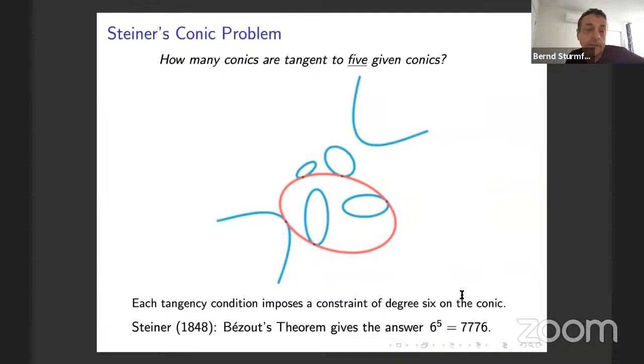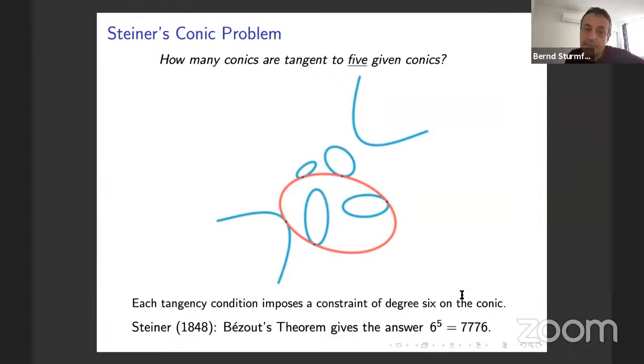You learned that in the seminar, you learned that we should work in projective space. So up to scaling, there are 5 degrees of freedom in specifying a conic, and we have 5 constraints. So we expect finitely many solutions to this problem over the complex numbers. Now, Bézout's theorem predicts that the answer is 6 times 6 times 6 times 6 times 6, right? Because we have 6 constraints. And so the answer should be 7,776. And this was proposed by Steiner in 1848.